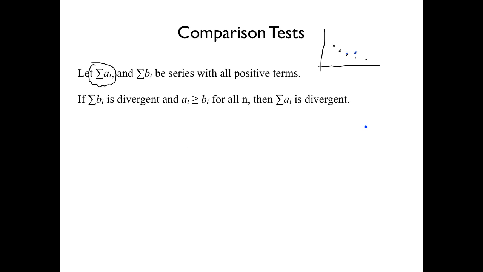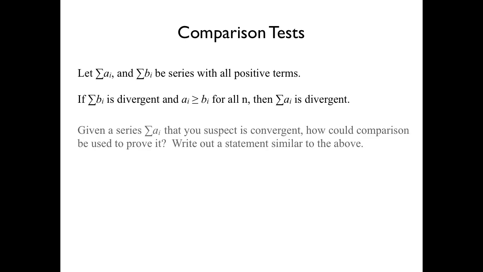But we have to look at it term by term. We have to say every term of ours is bigger than or equal to the term of this other one that we know is divergent. Then we can conclude ours is divergent. So then what would a comparison test for convergent series be? So we've got one. We think it might be convergent. What would we need? We need to compare it to a convergent series. And how does that convergent series have to compare to ours? All the terms would have to be larger, right? So if there's a known convergent series and all of its terms are larger than the one we're working on, then ours would converge too, right?